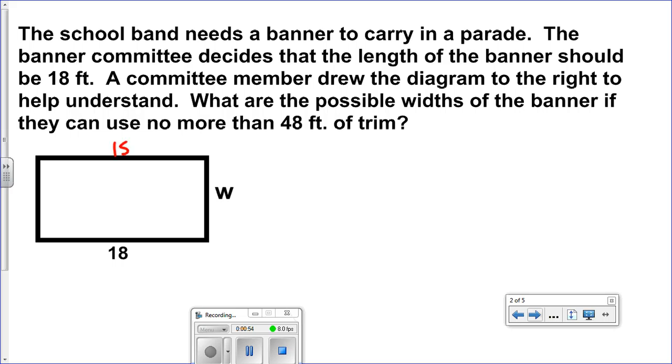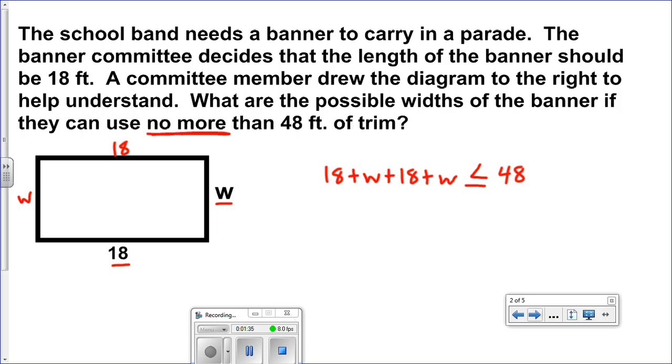So if this side's 18, then its opposite side is 18. If this side is W, then its opposite side is W. The trim would be the perimeter, so I need to add all the sides. And they have a total of 48 feet, but I can use less than that. So the words no more mean that I need a less than sign. No more could also equal 48, so less than or equal to.